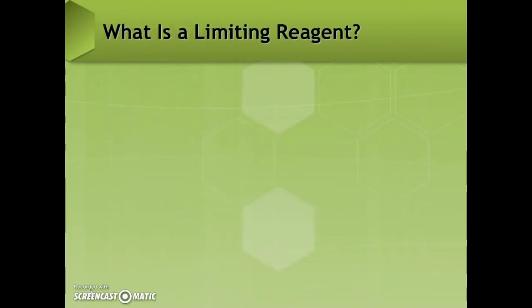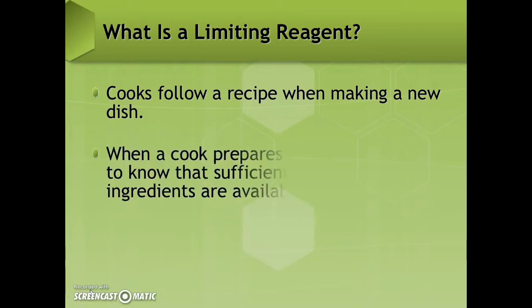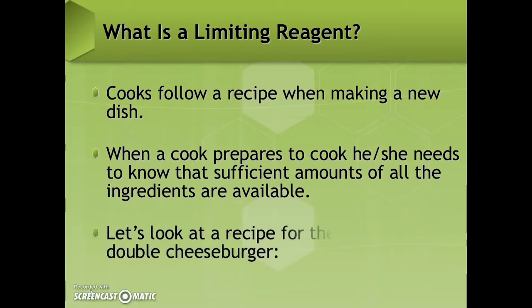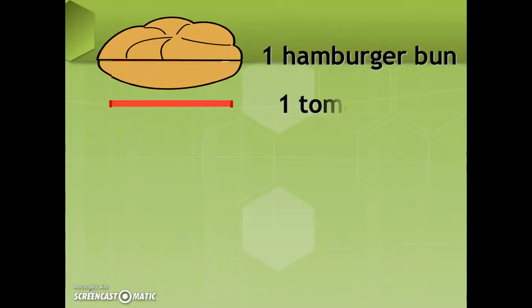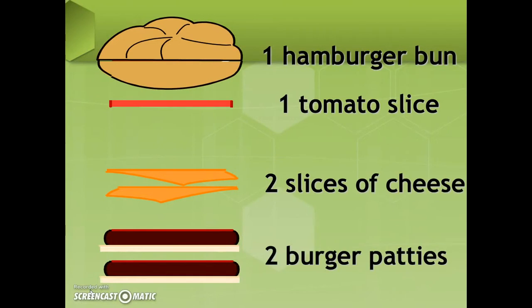Okay, so what's a limiting reagent? Well, if we're working to make something in the kitchen, cooks follow a recipe when they're making a new dish. And when they want to cook something, they need to know the amounts for each given ingredient. So if we wanted to make double cheeseburgers, we might say we need 1 bun, 1 tomato slice, 2 slices of cheese, 2 burger patties.